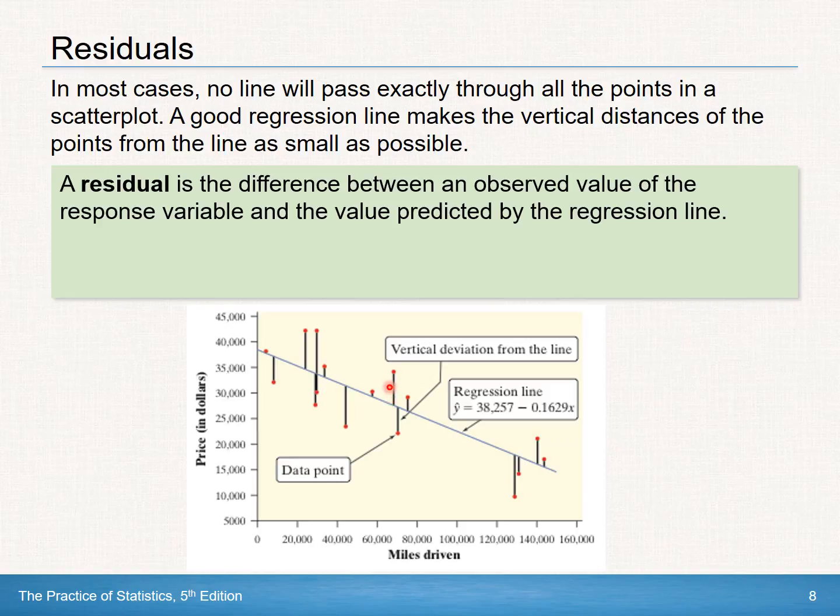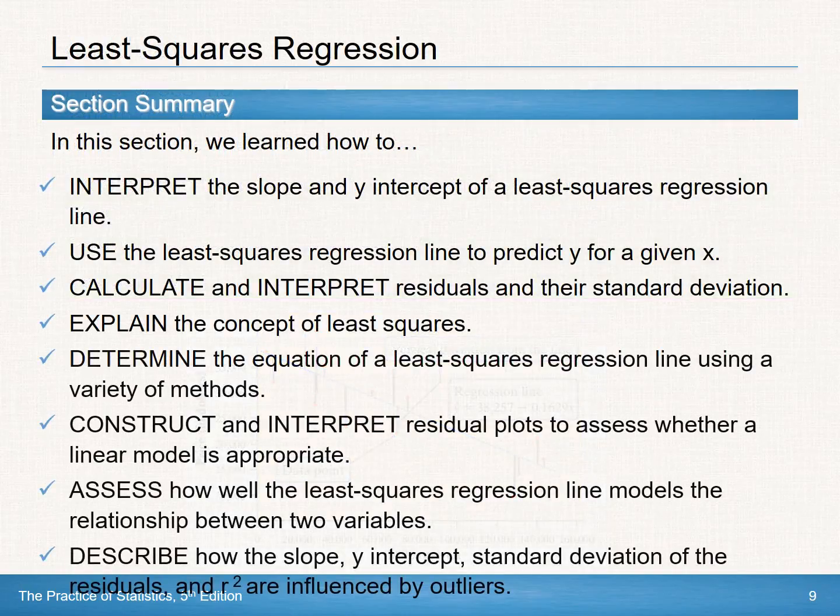If we take this point, its residual is the value or the distance from the line to that point. So the residual is the vertical deviation from the line. So here's our data point, here's the residual. So a residual is the observed y minus the predicted y. So a residual is y minus y hat.